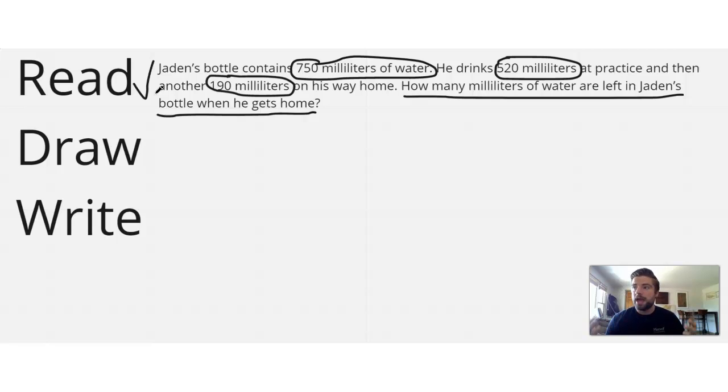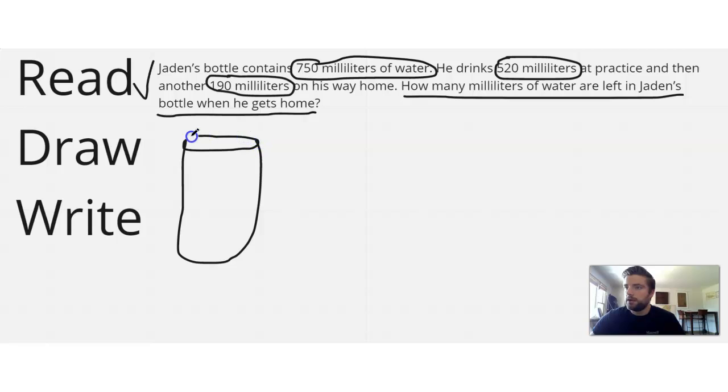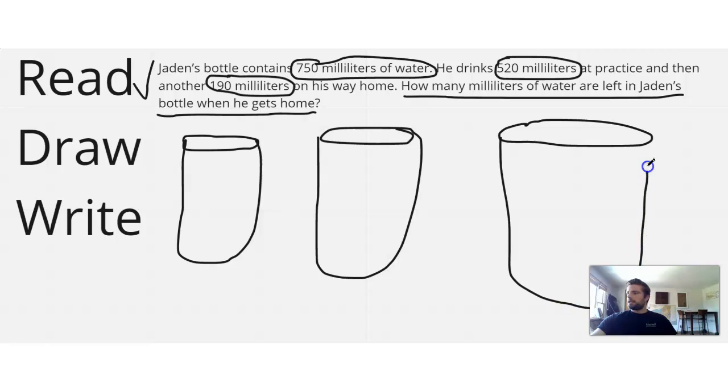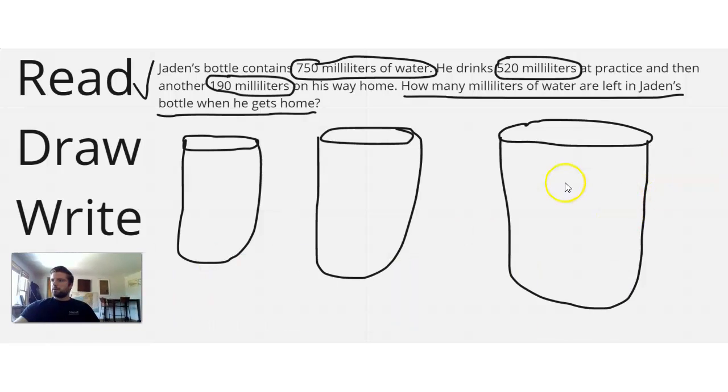So for my picture, and there are many different ways to do this, but for my picture, I'm kind of a literal person, so I'm actually going to draw some water bottles for my picture. So I'm going to draw one, which represents the water bottle when he goes to practice. It's not a great water bottle, but you see what I'm trying to do. This is the water bottle after practice, after he drinks 520 milliliters. And then finally, this is the water bottle when he gets home.